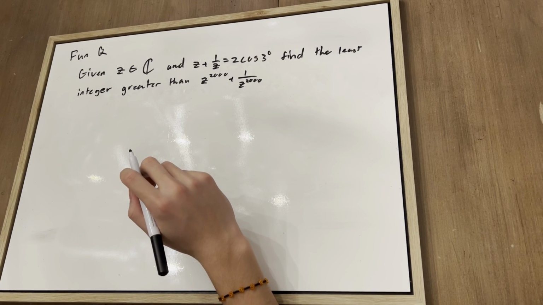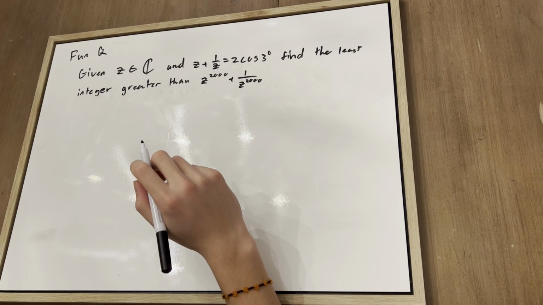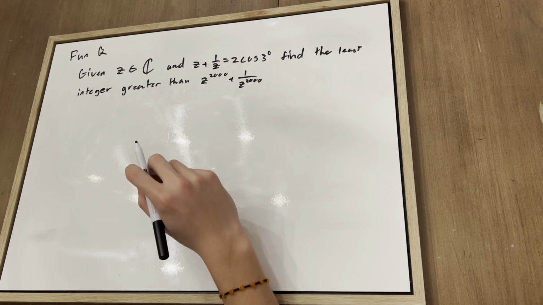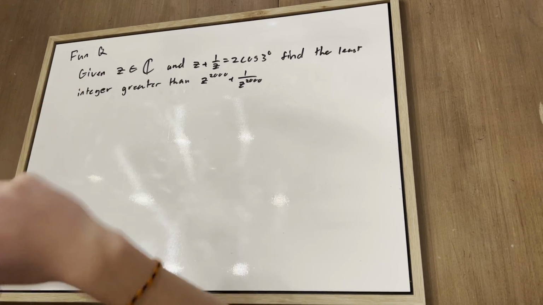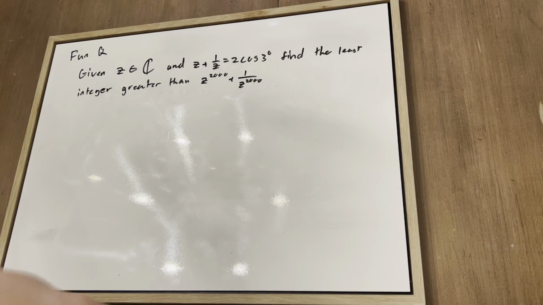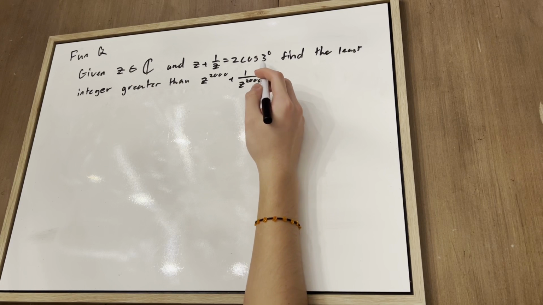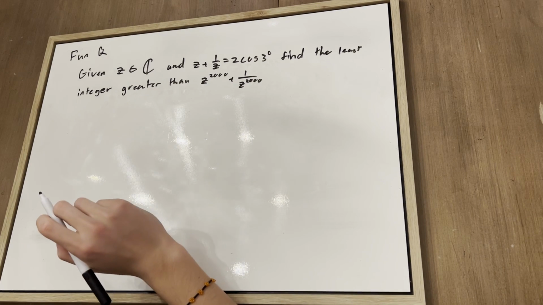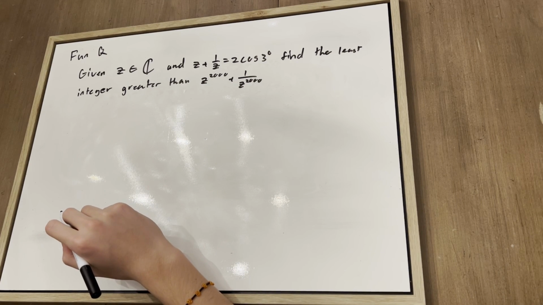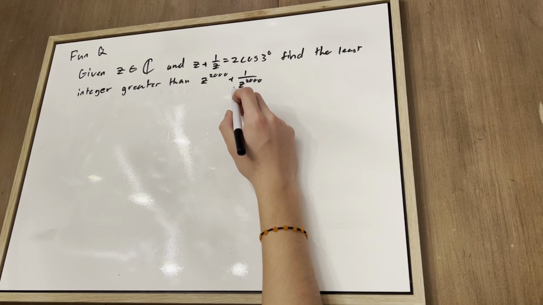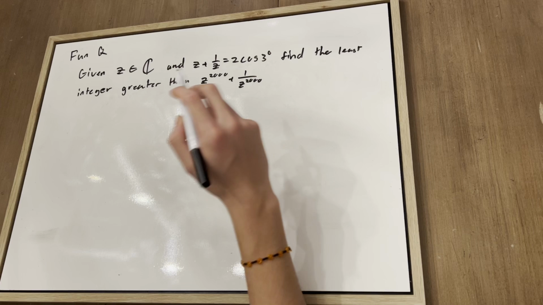So here's the last question. This question is actually not part of the CEMC exam, but it's just a fun question I found myself. We're given that z is a complex number, and z plus 1 over z is equal to 2 cosine 3, and 3 is in degrees, not radians. We're asked to find the least integer greater than z to the 2000 plus 1 over z to the 2000.